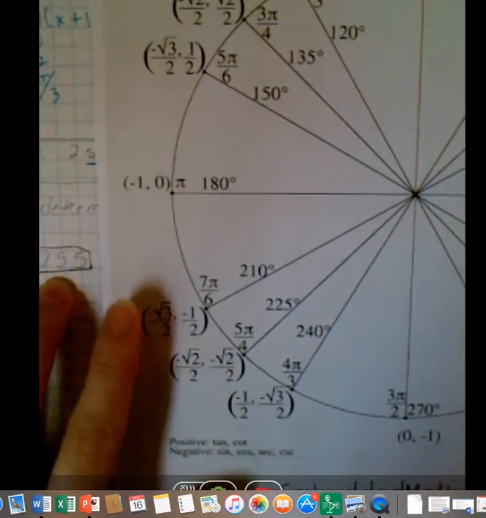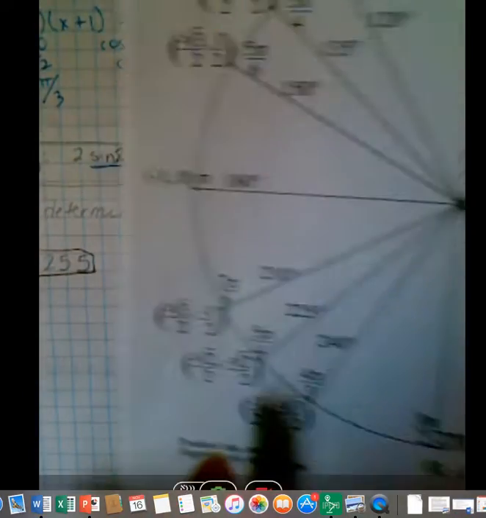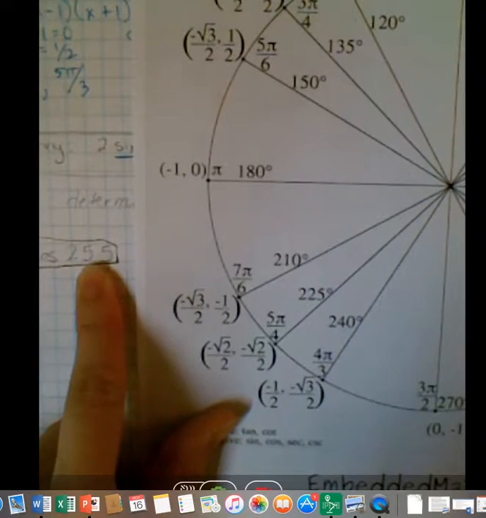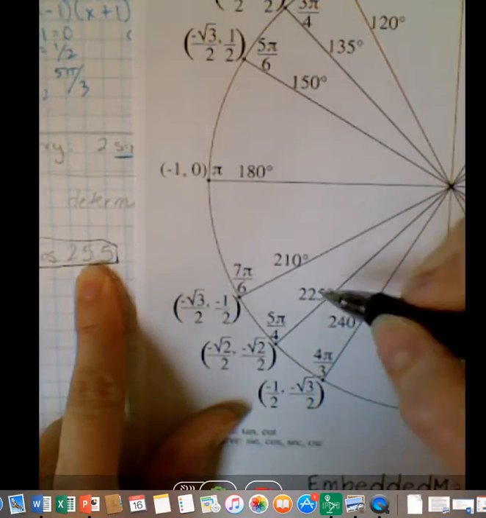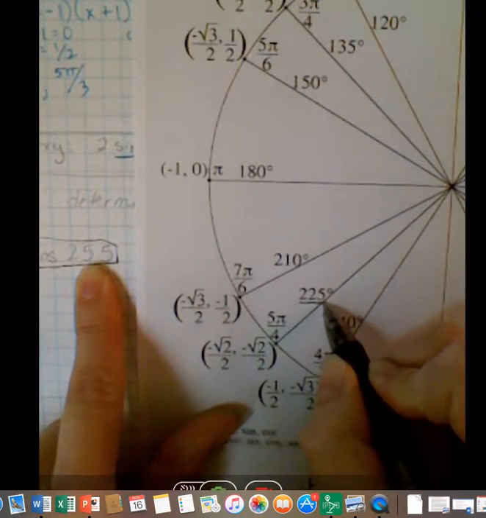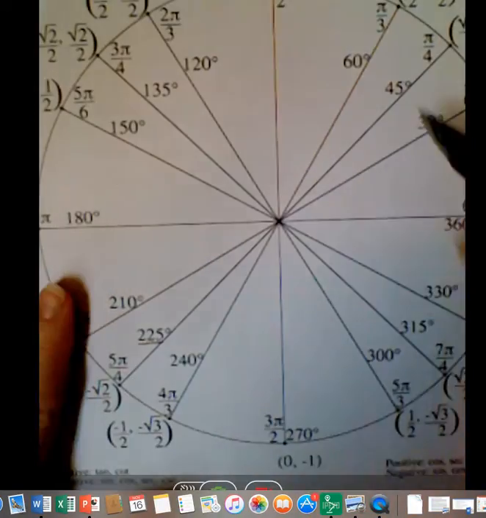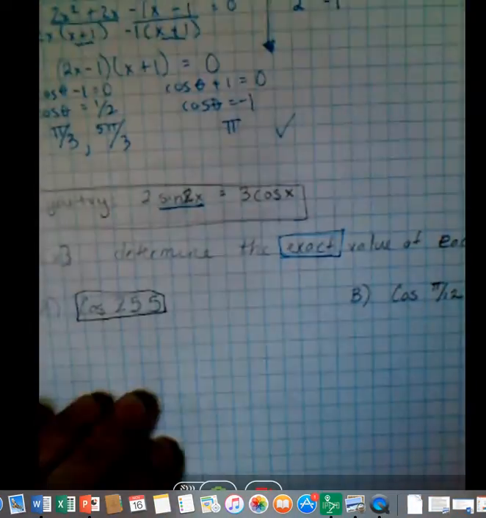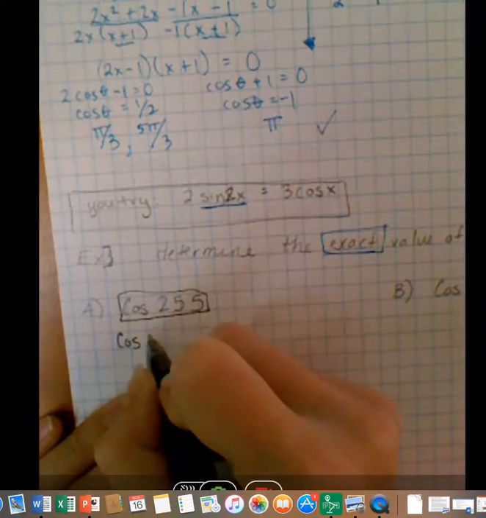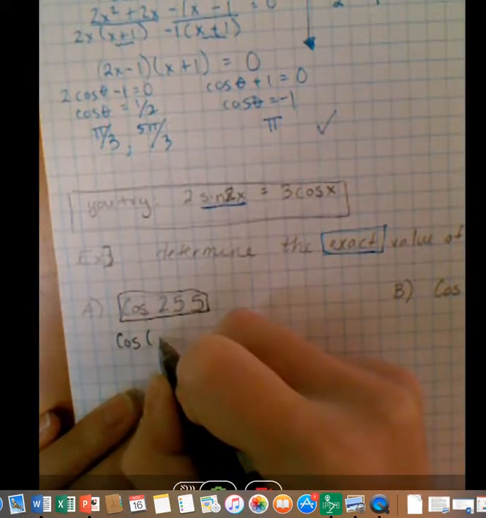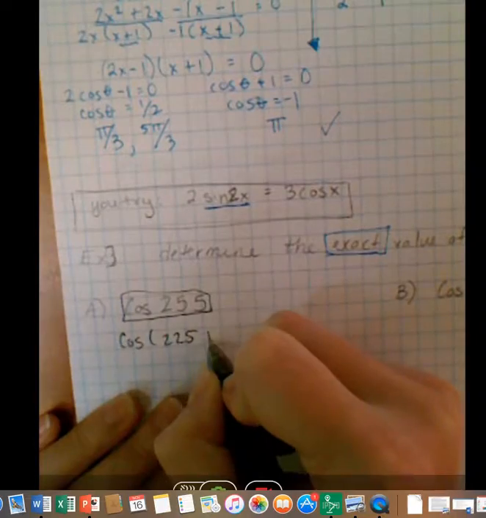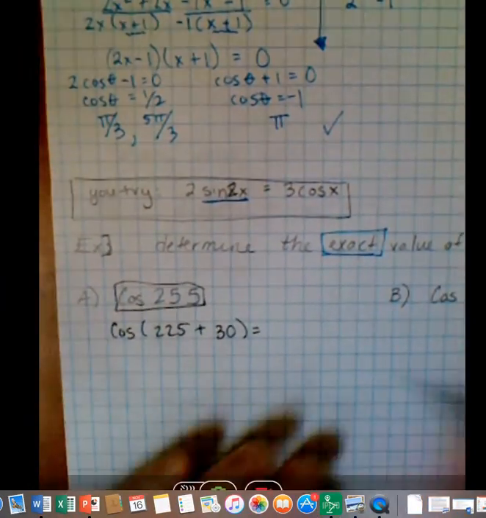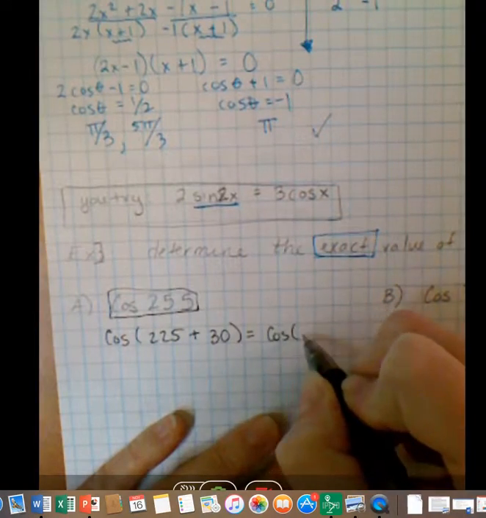So 255 is going to be in here somewhere. When I see 255, I'm looking for two numbers that add to make 255 that are on the unit circle. So 225 and 30 are going to be the values that I'm interested in. So I'm going to rewrite this as cosine of 225 plus 30 equals the cosine of 255.